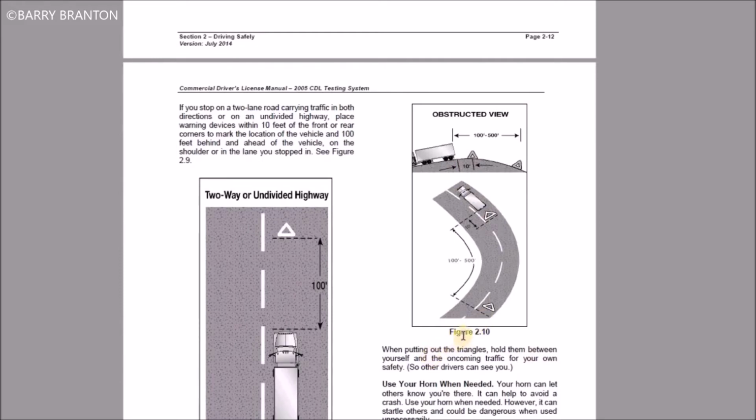And so a driver coming up on your first triangle may or may not be able to see your vehicle. So that's the idea. My understanding is to give them more notice. And here you can see in this diagram, this is figure 2.10. They show the truck is on a curve or hill, and your reflector is 10 feet from the rear, and then 500 from the rear.